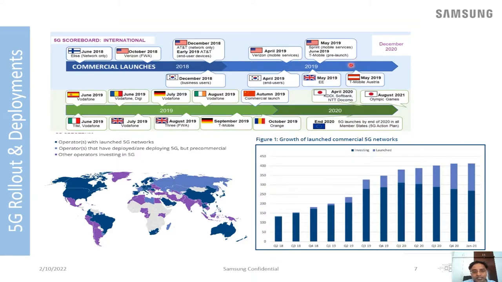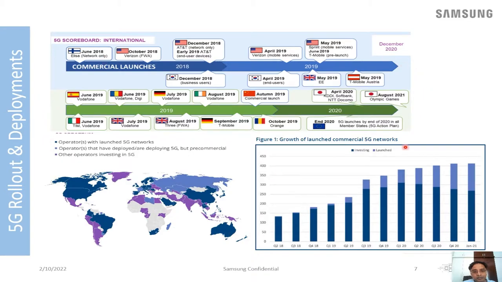Through 2019 and 2020, we have seen a lot of deployments happening, and through 2021 as well. So today we have close to 200 operators across the world supporting or having 5G users, and it is going to go up, right? The growth of launched commercial 5G networks, if you see, is going to go up quarter by quarter all the way to 2025. So that's the kind of growth that the 5G network will see in the coming days.